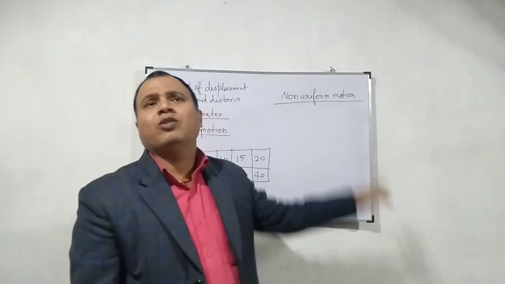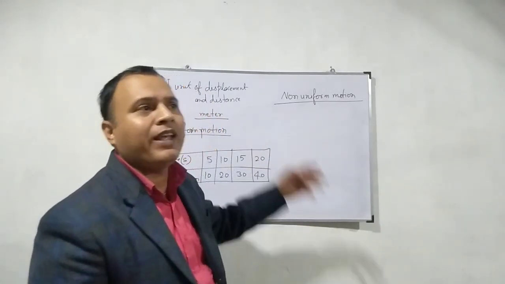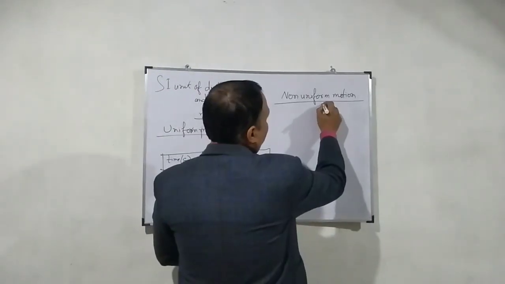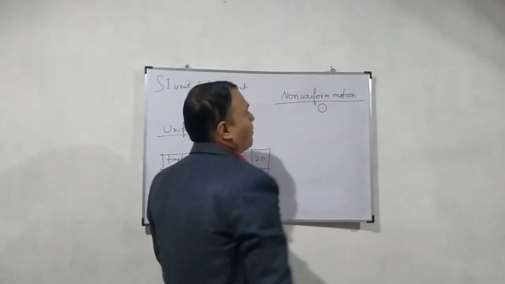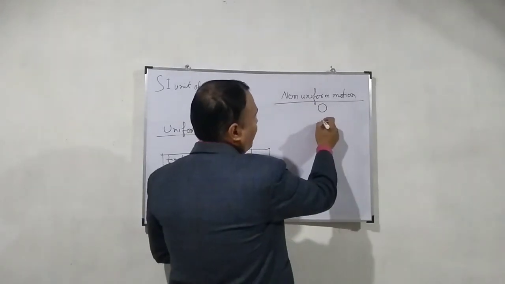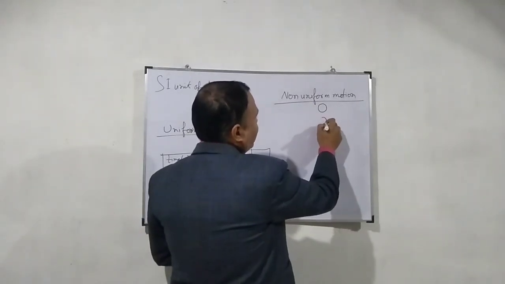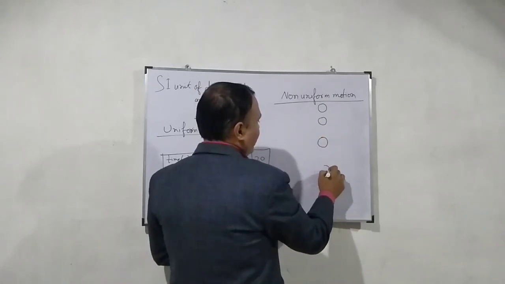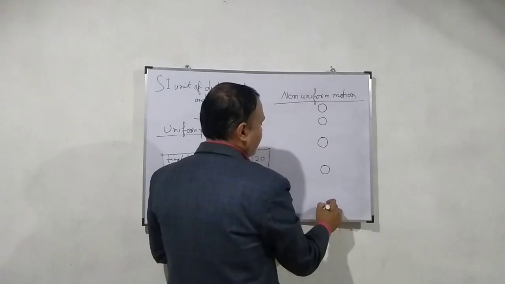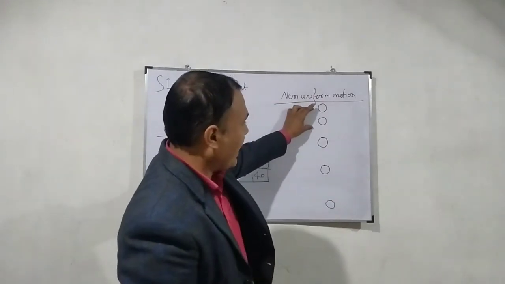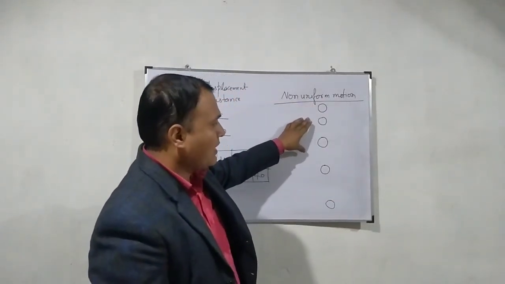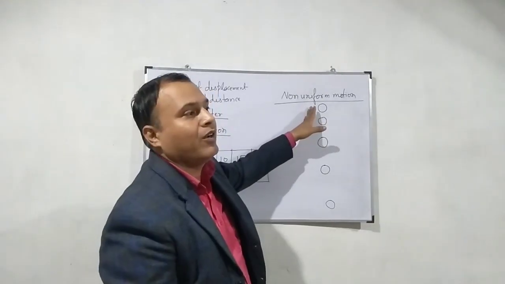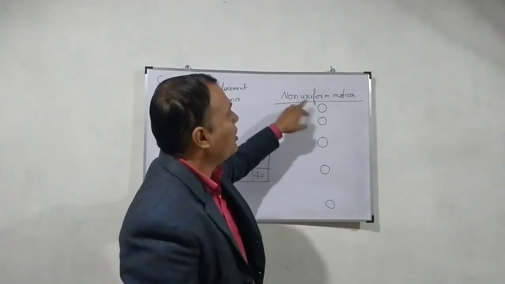We can also give another example: a freely falling object from any height. Suppose a ball is falling from the roof of a building, and this ball travels unequal distance in equal interval of time. Now the distance covered by that object increases. In equal intervals of time, the object covers unequal distance, so a freely falling object also is in non-uniform motion.